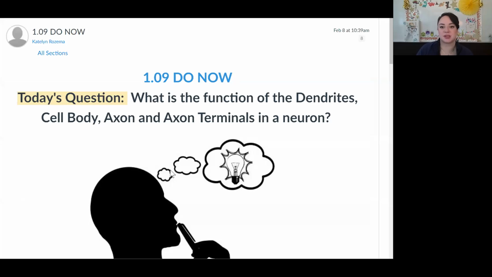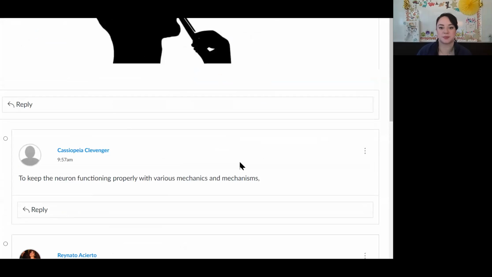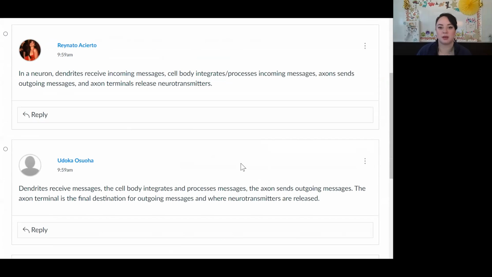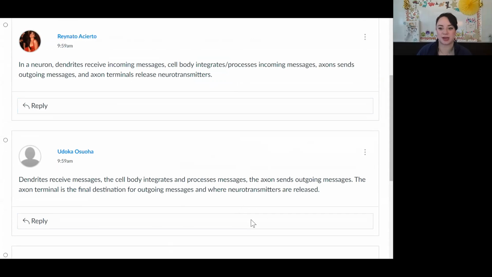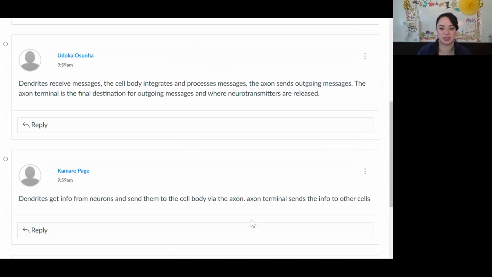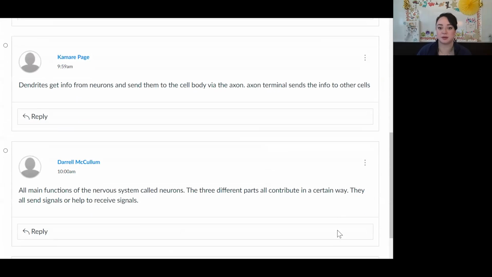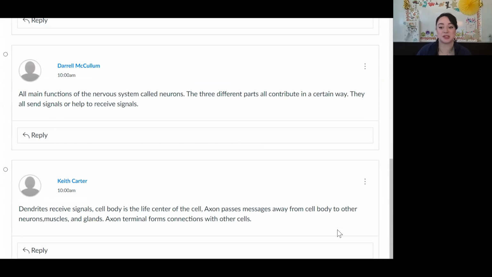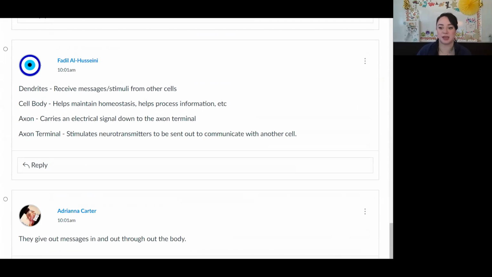Okay, so today's question was, what is the function of the dendrite, cell body, axon, and axon terminals? So dendrites receive incoming messages. Good. Cell body integrates and processes the messages. Good. Axon terminals can send information to other cells. Completely correct. Axons send messages away from the cell body. All right, very good.